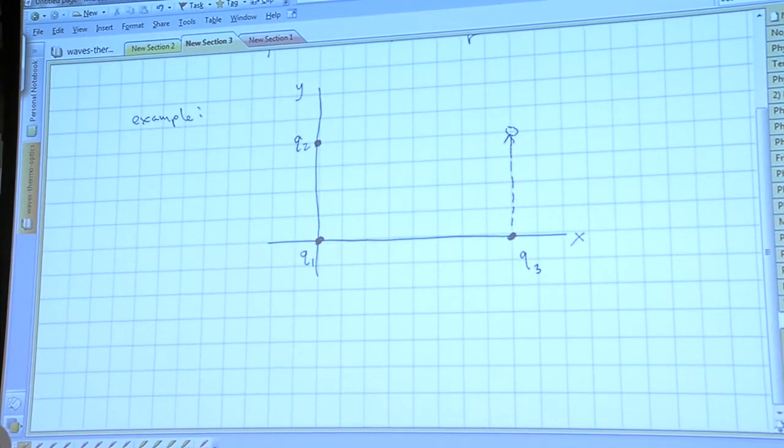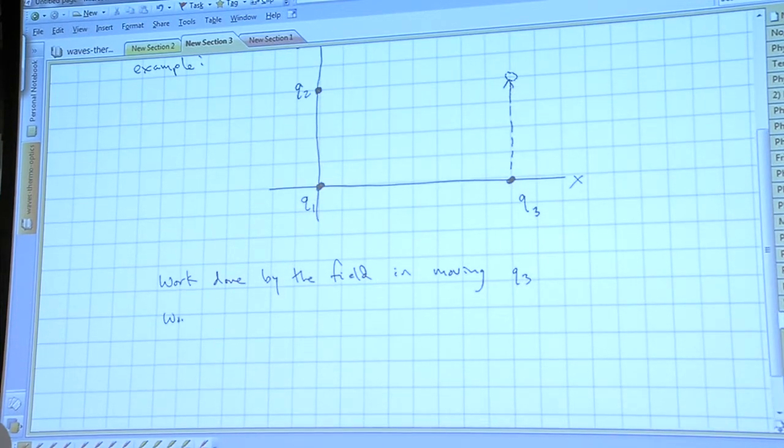And we want to know the work done by the field. And we also want to know the work done by an external force. And q3 starts and ends at rest.